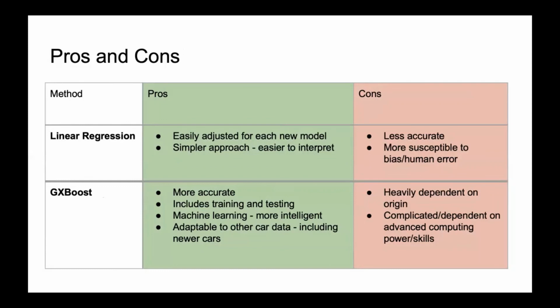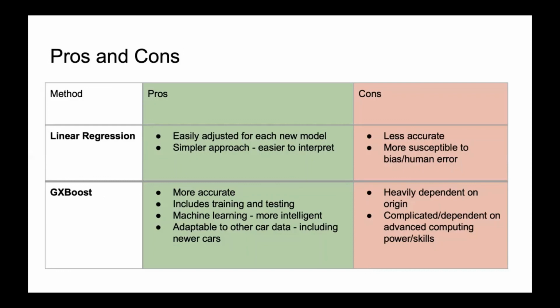Yeah, so here we're going to discuss some of the pros and cons between our linear regression model and the XGBoost model that was used. For our linear regression, one of the pros is that it's easily adjusted for new models. If you wanted to take away or add some of the predictive variables, it would be easy to do so. And it's also a more easily interpreted approach. Some of the cons of our approach are that it's less accurate compared to XGBoost, and it's also more susceptible to human bias and error because we did make some subjective decisions throughout.